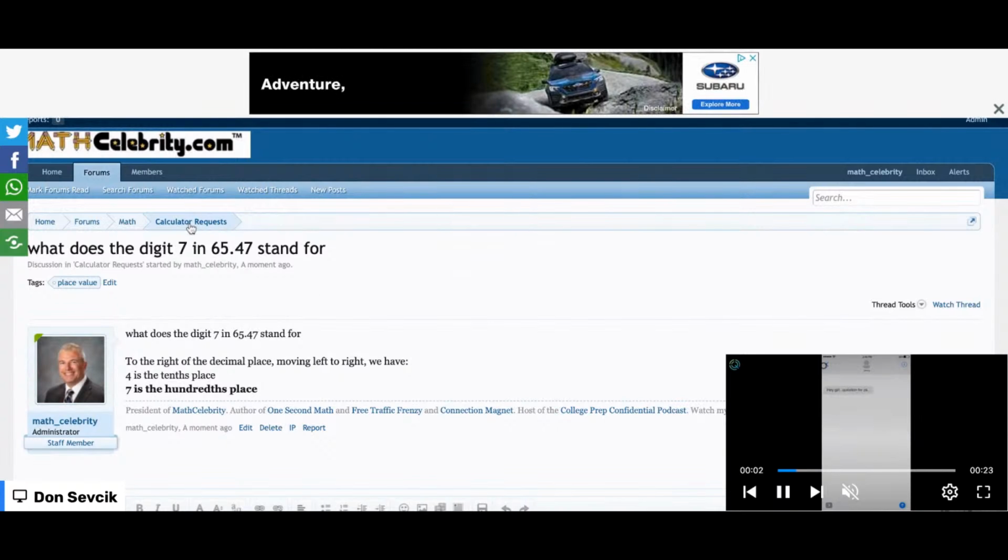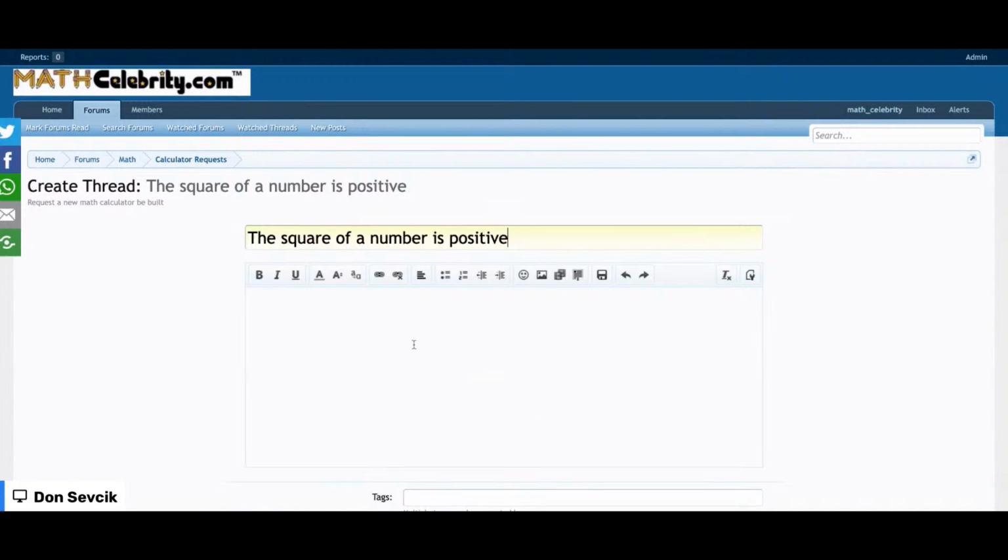All right. This problem came in, and it's kind of confusing because when you see this, you're wondering what do they mean? The square of a number is positive. I've seen these so many times I can decipher what they really want. They want the proof that a square of a number is positive. So take a positive number n. n squared equals positive times positive, which is positive.